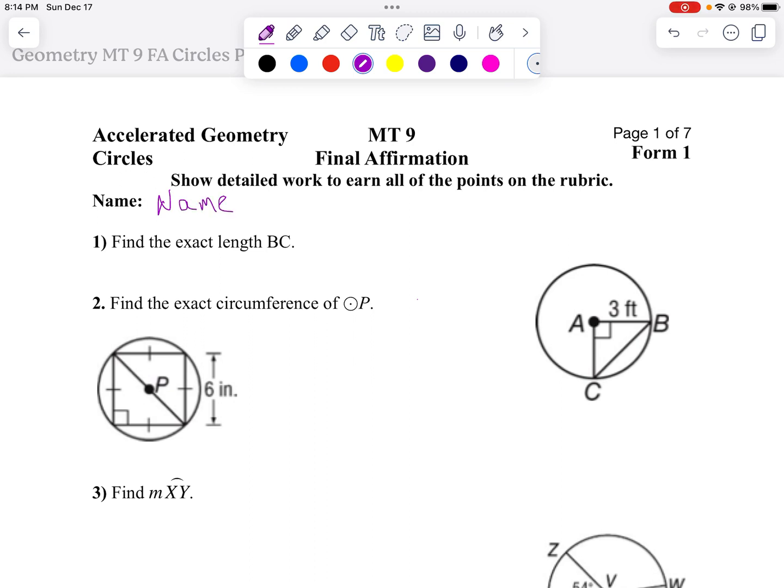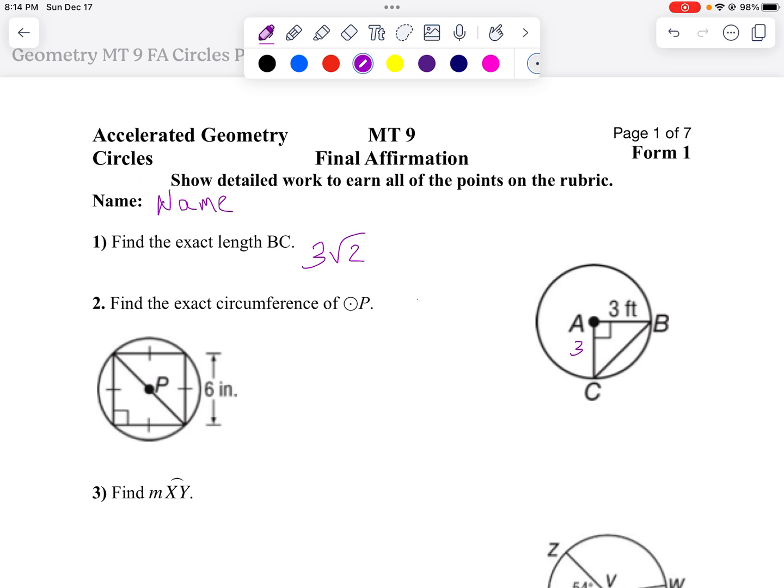Now, on problem 1, we want to find the exact value of BC. Well, I notice it's a circle, so A to C and A to B are the same. Well, that makes it a 45, 45, 90 triangle. So it's 3 radical 2. And the same thing on number 2.